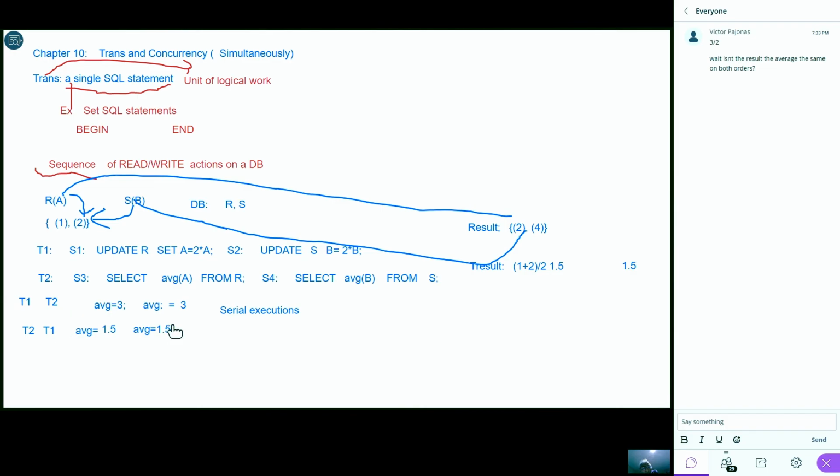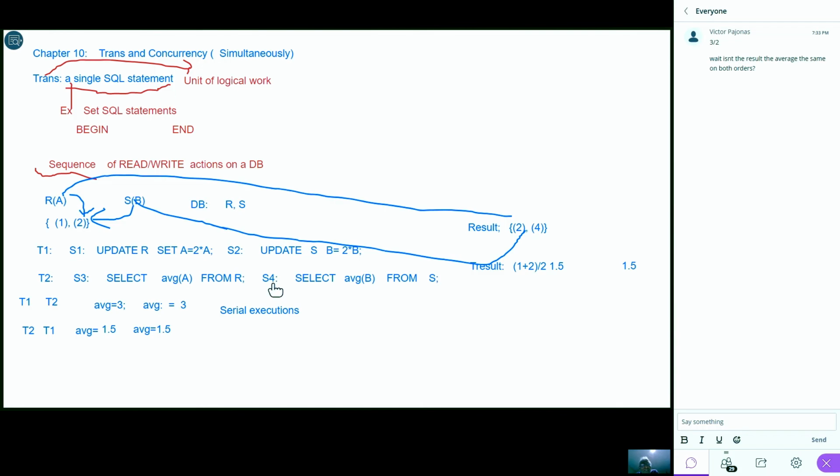So these schedules are called serial schedules. What's the definition of a schedule? A sequence of actions by a set of simultaneous transactions that preserves the order of the actions in each individual transaction. What is a serial schedule? A schedule where the actions of each transaction are executed consecutively without any interleaving actions from other transactions. So we just showed that.